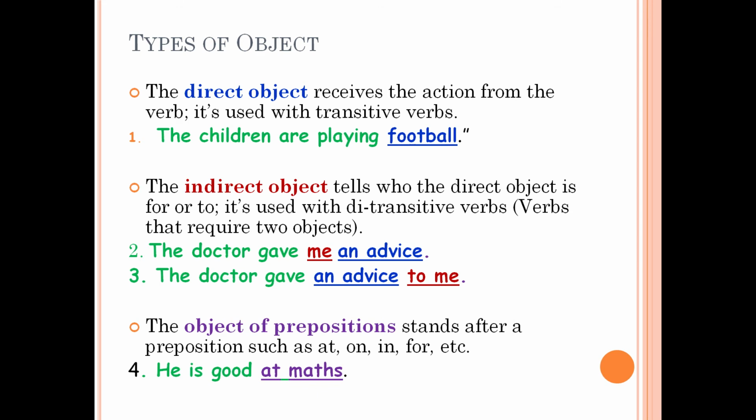So the third type of the object is the object of prepositions that stands after a preposition such as at, on, in, for, etc. For example, he is good at maths. I hope all these examples have cleared what is an object and its types.